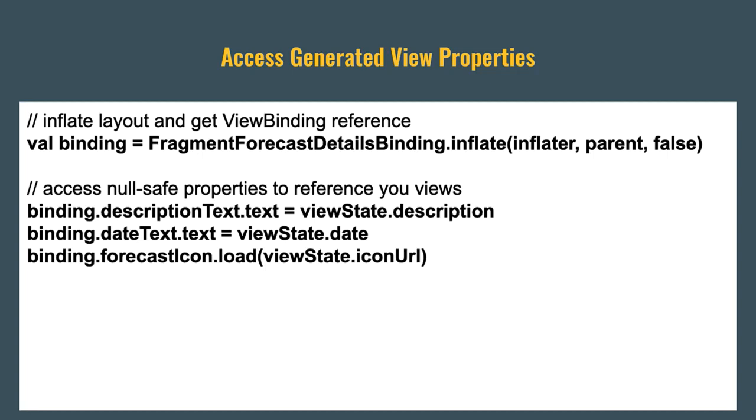Once we have the binding class, this is where the real magic happens. Any view within the layout XML that has an ID property will have a property added to the generated binding class. We can then reference those views using the binding class. So in this case, we call binding.descriptionText to get access to the text view in our fragment layout with the ID of description text. And similarly for date text or for the forecast icon. And because we have this generated binding class, we don't need to look up the views using findViewById.